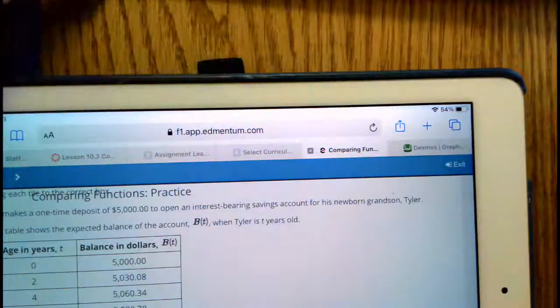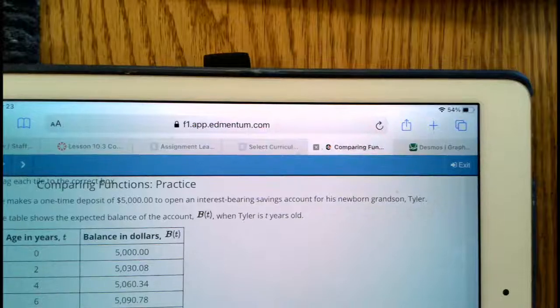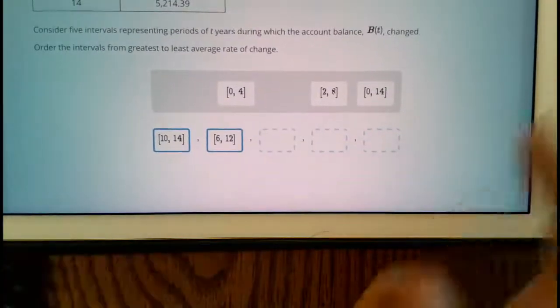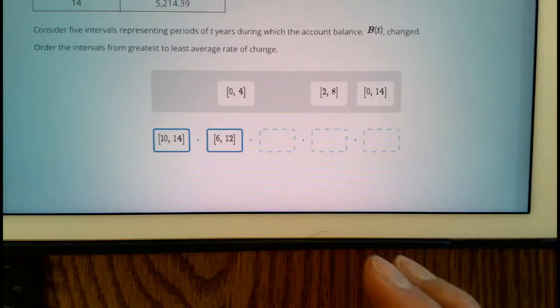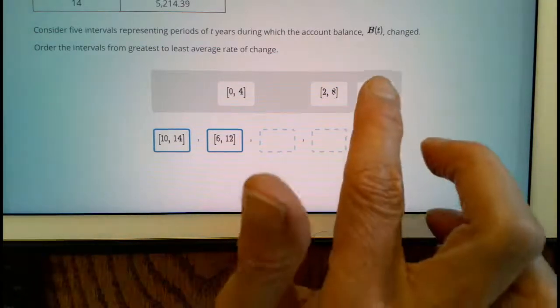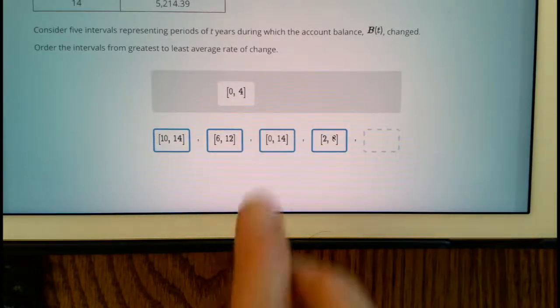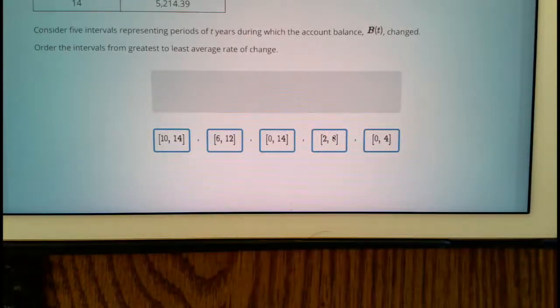And so 10 to 14 is going to be our greatest. Order the intervals from greatest to least. And then our second is the 6 to 12. The third value is the 0 to 14. Our fourth value is the 2 to 8. And our least average rate of change is the 0 to 4.